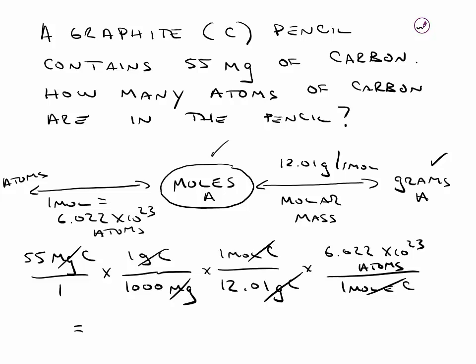When I do the multiplication across the numerator, 55 times Avogadro's number, 6.022 times 10 to the 23rd, and then divide that by 1,000 times 12.01. To two significant figures, I get 2.8 times 10 to the 21 atoms of carbon. And that makes sense to me because we're starting with significantly less than 1 mole. If we had 1 mole of carbon, we should have 12.01 grams. We don't have 12.01 grams, we have 55 milligrams of carbon. So this is making sense to me.